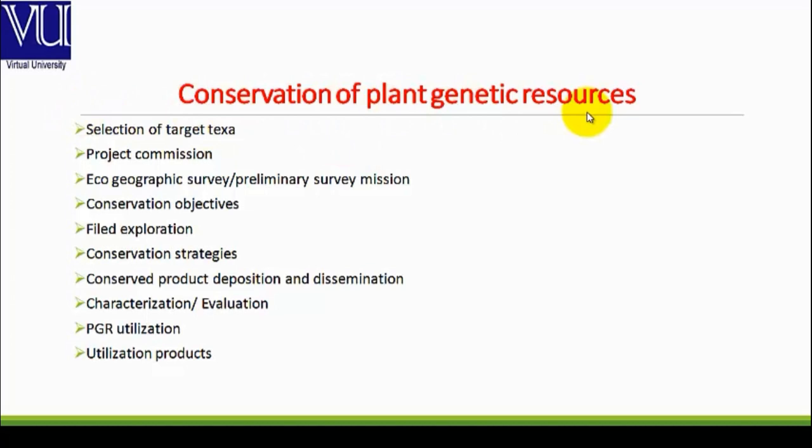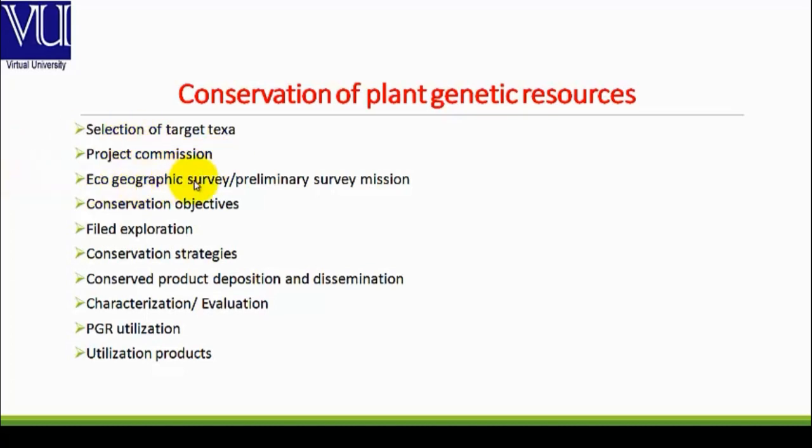The first one is selection of target taxa. Selection of target taxa decides which species need active conservation and which type of genetic resource is appropriate for that species. The next one is project commission. Project commission formulates a clear, concise conservation statement establishing what species, why, and in general terms where the species are to be conserved.